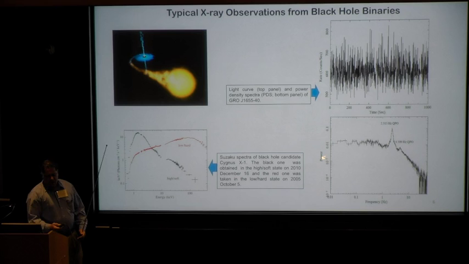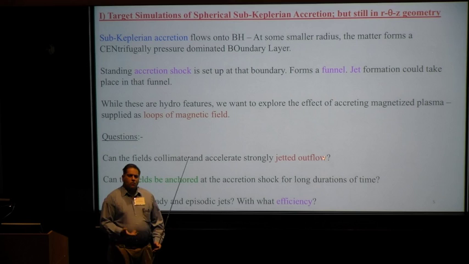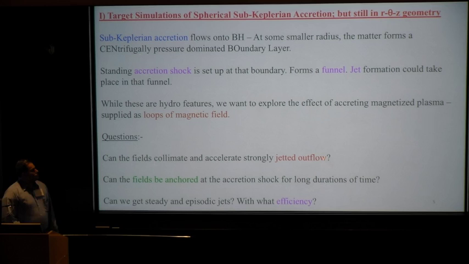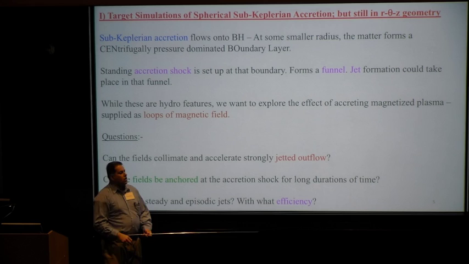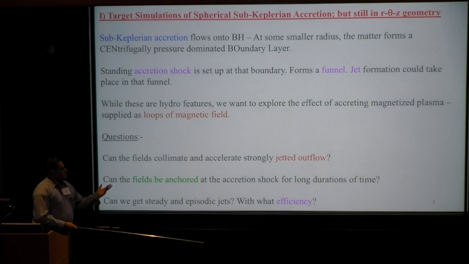And what we'd actually like to do is explain one more feature, namely jet formation. As everyone knows, jet formation requires interacting with magnetic fields. So we'd actually like to understand how magnetic fields could drive jetted outflows in such situations. We already know that observations support that. We would also like to understand how the magnetic fields could anchor themselves in the shock and thereby dribble into the accretion disk and therefore sustain extended periods of jet formation.